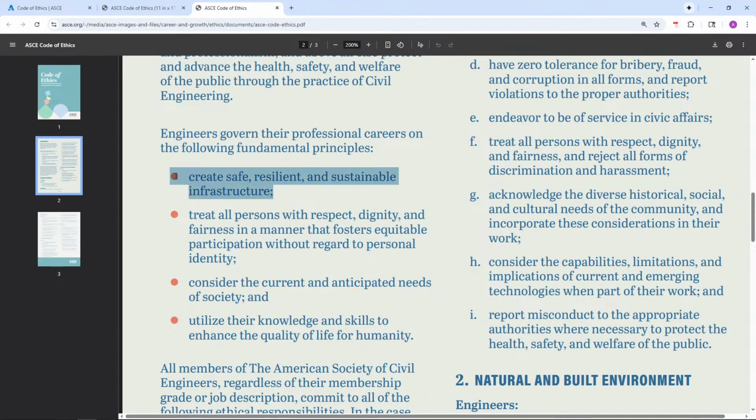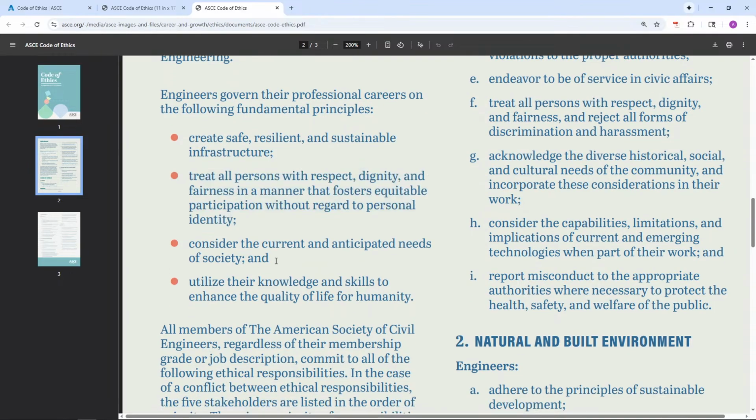Again, this is macroethics. Treat all persons with respect, dignity, and fairness in a manner that fosters equitable participation without regard to personal identity. That is microethics. Consider the current and anticipated needs of society. Macroethics. Utilize their knowledge and skill to enhance quality of life for humanity. Macroethics. So you see here one microethics and three macroethics.